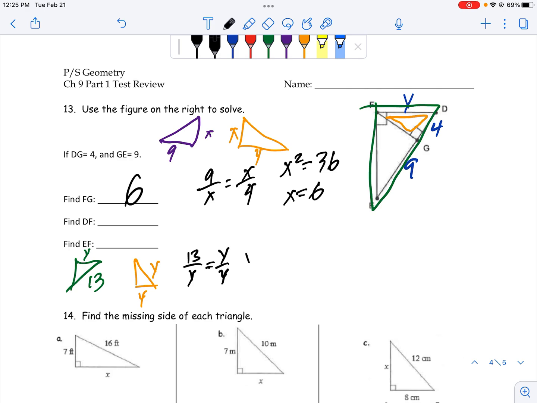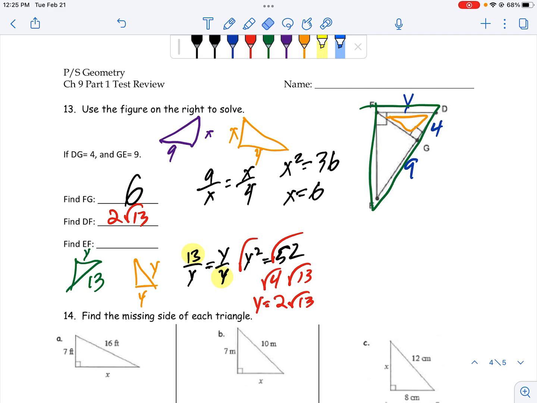Cross multiply: Y squared equals 52. Square root both sides. 52 is unfortunately not a perfect square, but it breaks down into 4 and 13. Where did you get those numbers? Oh, look, right here. Isn't that fun? That made your life easier. So Y equals 2 root 13, which was DF.